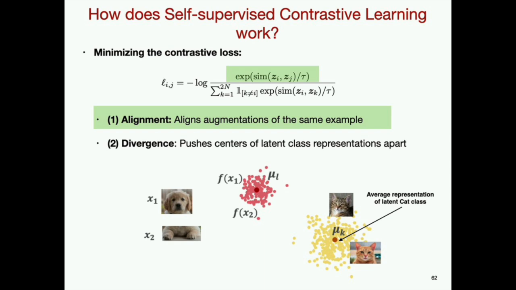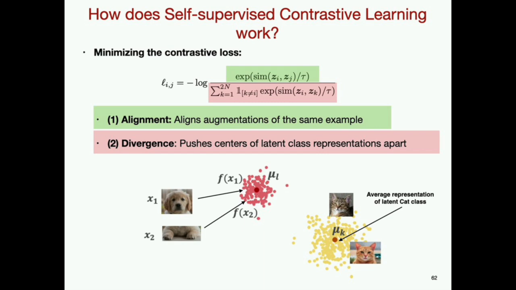The way contrastive learning works, we can say it achieves two properties, and let's call these alignment and divergence. So the first property, which is alignment, simply refers to the fact that after you've done contrastive learning, the representations of augmentations of the same example are going to be very close together. So here I have a little animation for that. And the second idea is divergence, right?